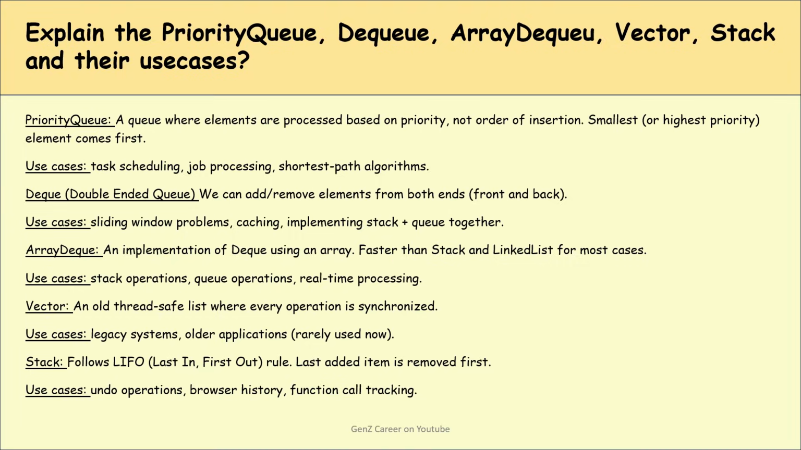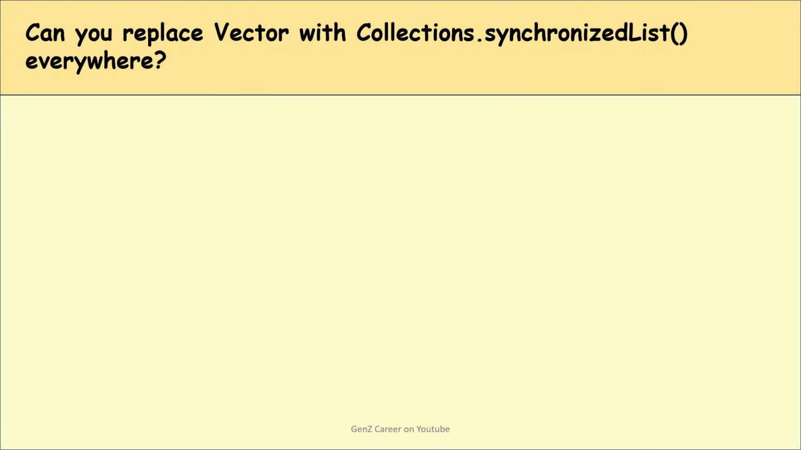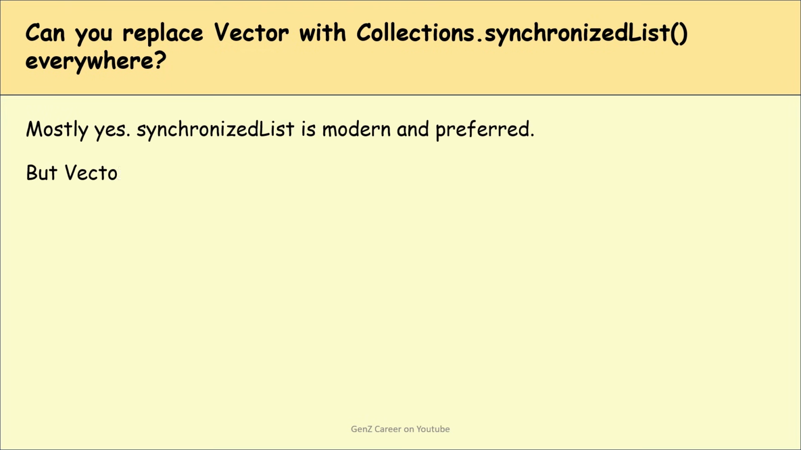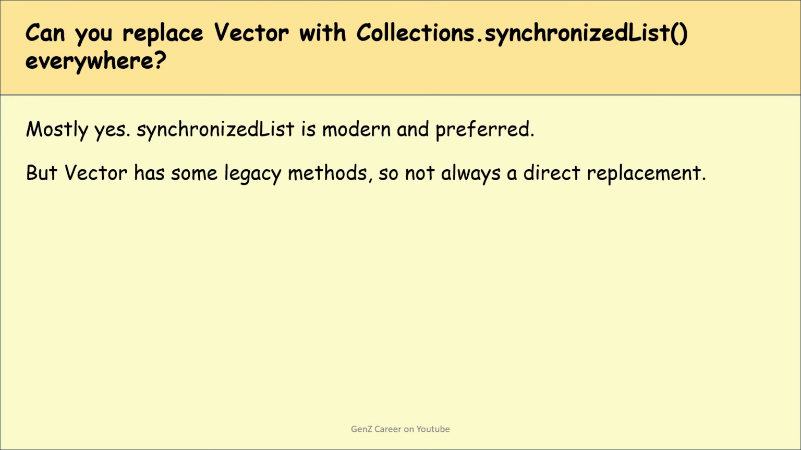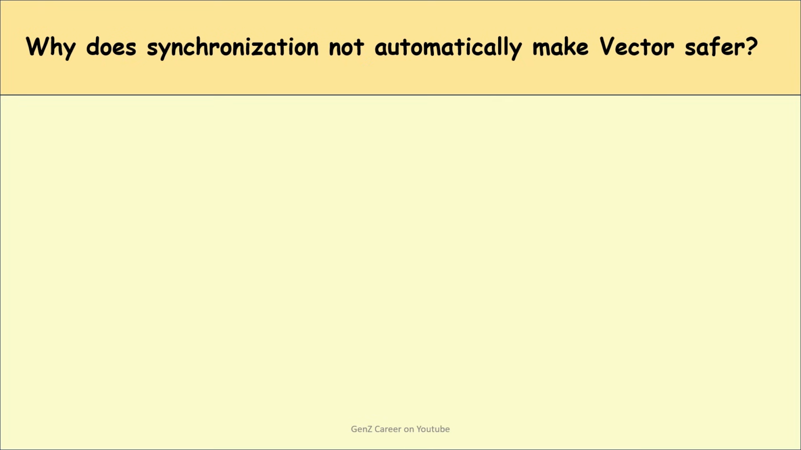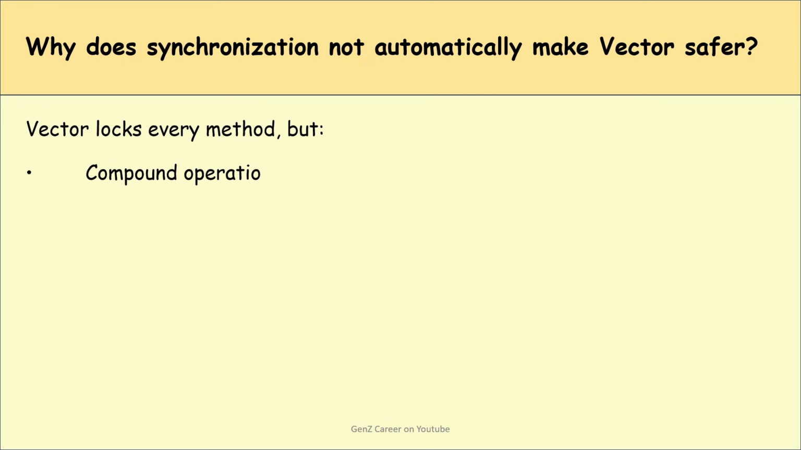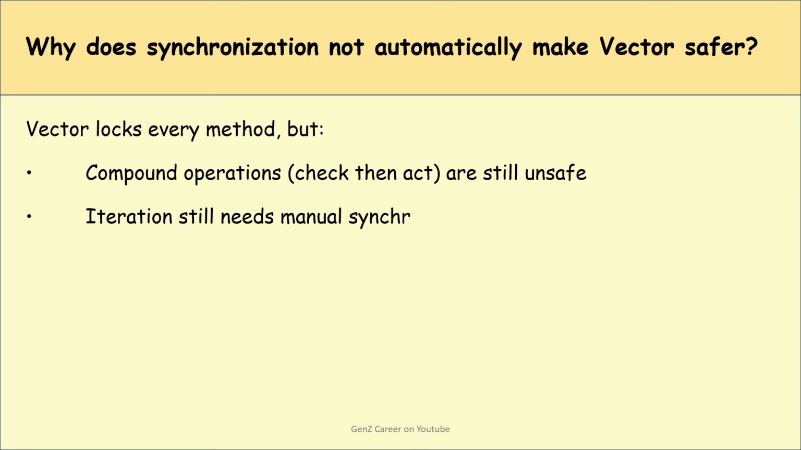Next question is, can you replace Vector with Collections.synchronizedList everywhere? Mostly yes, synchronized list is modern and preferred, but Vector has some legacy methods, so it's not always a direct replacement. Why does synchronization not automatically make Vector safer? Vector locks every method, but compound operations are still unsafe. Iteration still needs manual synchronization, so synchronization alone doesn't guarantee full safety.